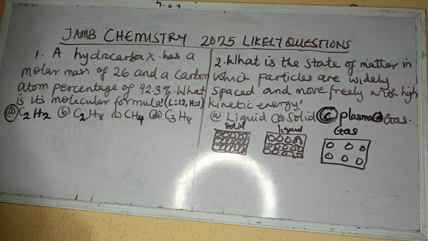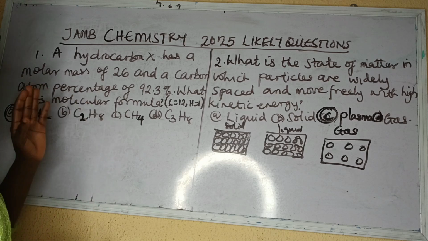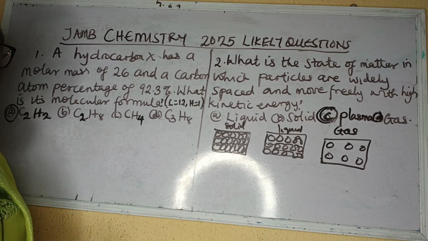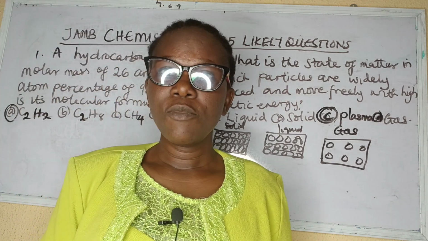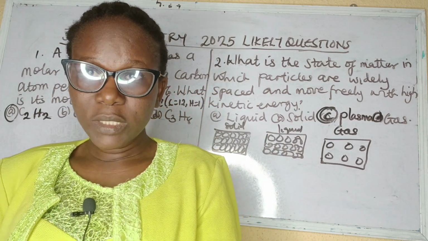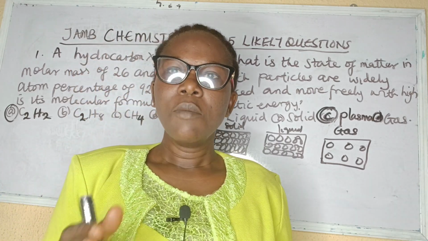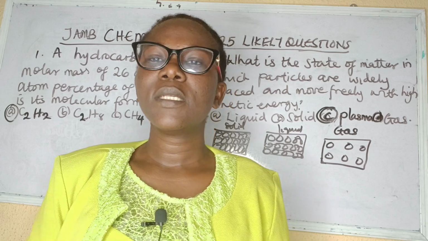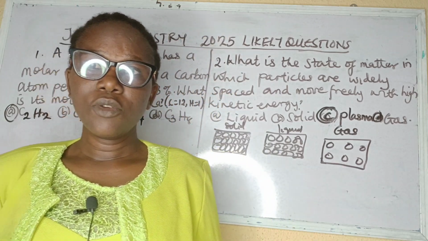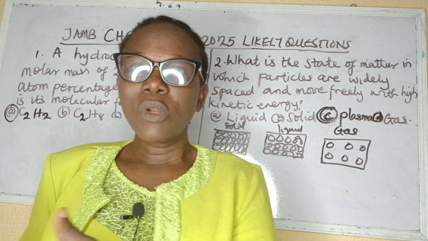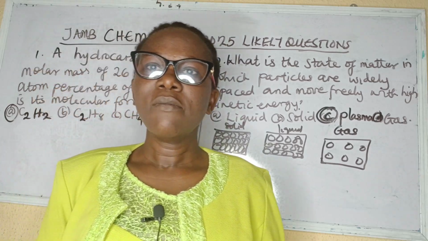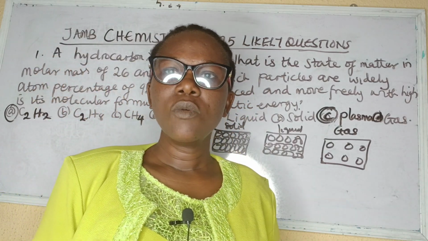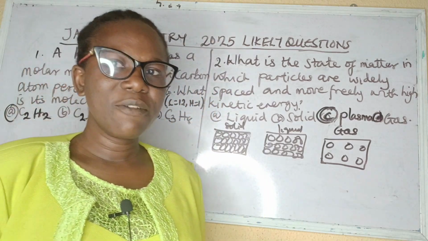A hydrocarbon X has a molar mass of 26 and a carbon atom percentage of 92.3. What is its molecular formula? Normally, from the empirical formula that we have worked out, we can get the molecular formula, provided we are given either the molecular mass of that compound or the vapor density. If you have vapor density, you multiply it by 2 to get the molecular mass. And if you are given molecular mass, fine, you can use it directly. Then, using the empirical formula with the molecular mass, you get the molecular formula.